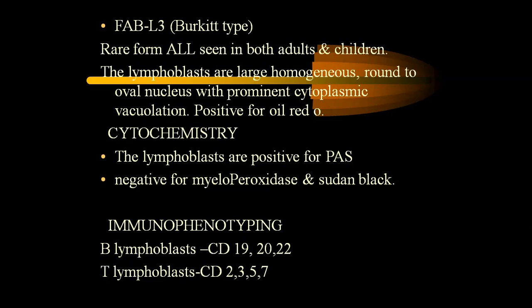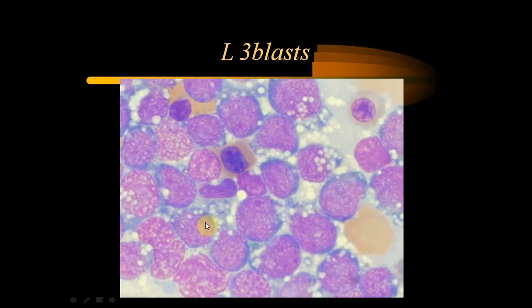Coming to cytochemical stains, as I said, the myeloblast was positive for myeloperoxidase and Sudan black, whereas lymphoblasts are negative for myeloperoxidase and Sudan black. Lymphoblasts are positive for PAS stain. Block positivity of the lymphoblast can be seen using periodic acid Schiff stain, whereas your myeloid blasts are negative for PAS. Immunophenotyping or IHC can be done to differentiate B lymphoblast from T lymphoblast. B lymphoblasts stain positive for CD markers 19, 20, 22, whereas T lymphoblasts are positive for CD 2, 3, 5, and 7.